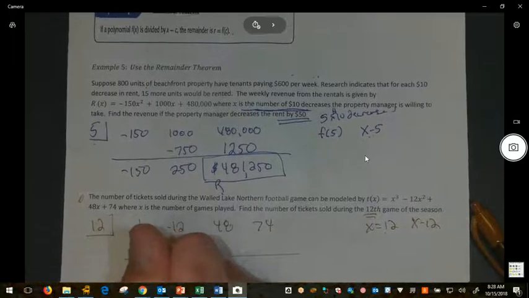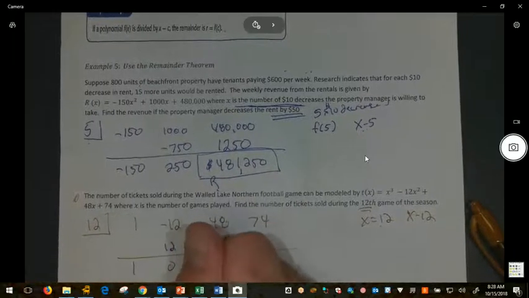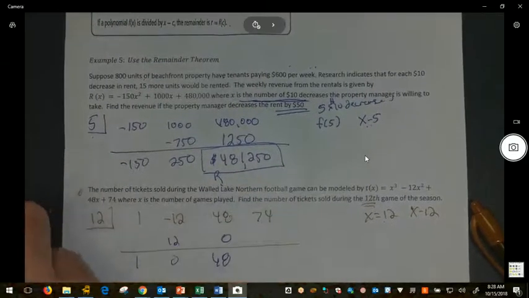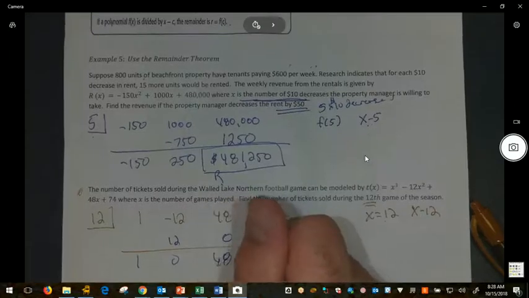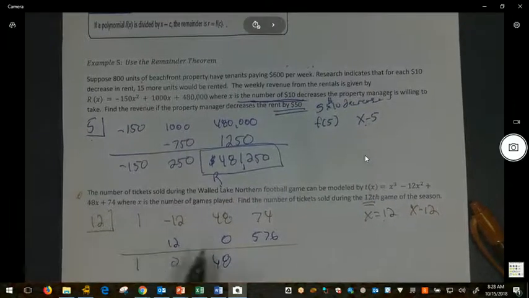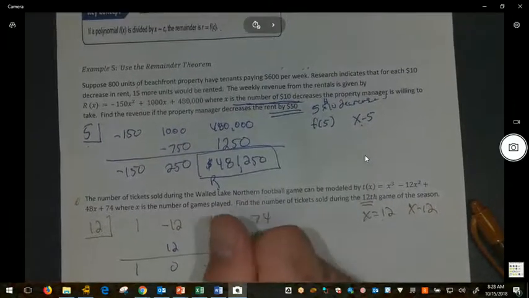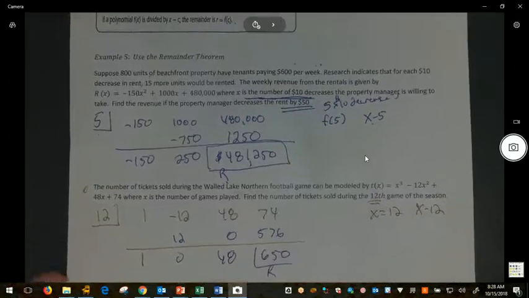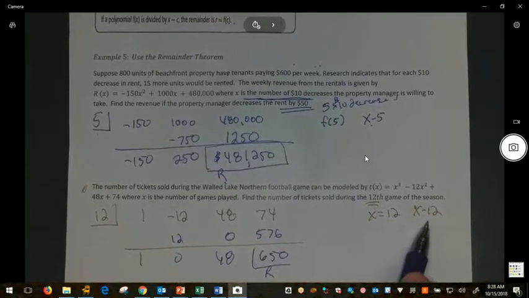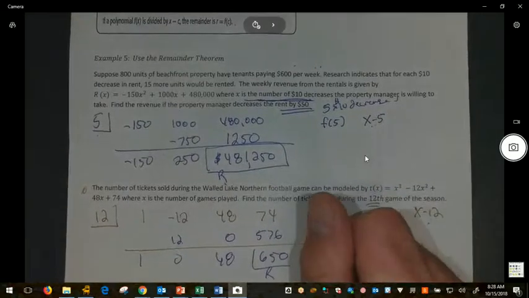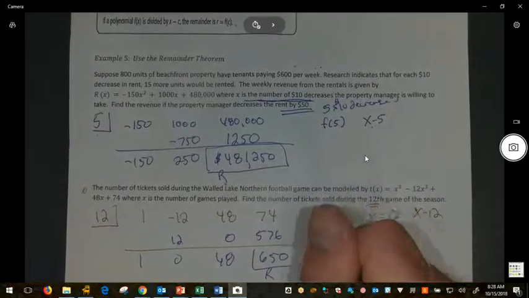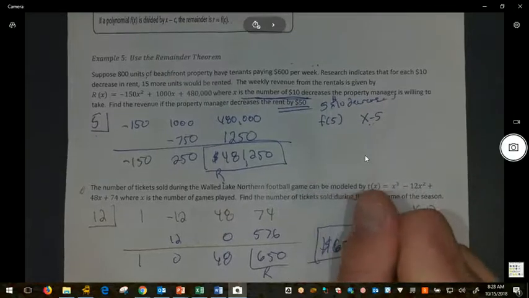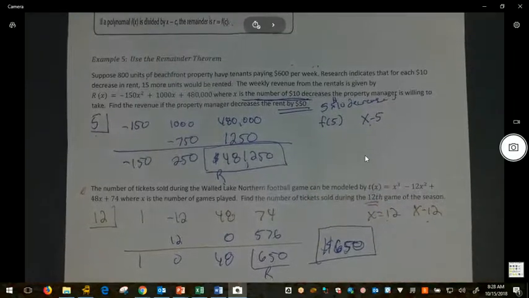1 times 12 is 12, 0. 48 times 12, that one might not be as fun. 576, add that to 74. 650 is the remainder. So x minus 12 is not a factor of this polynomial function, which is good for the football team. This means they brought in a revenue of $650 for this problem.